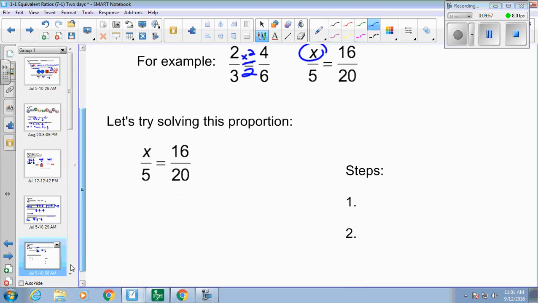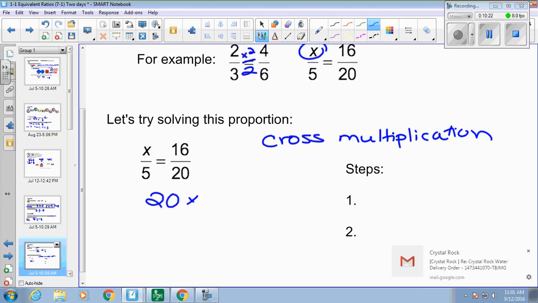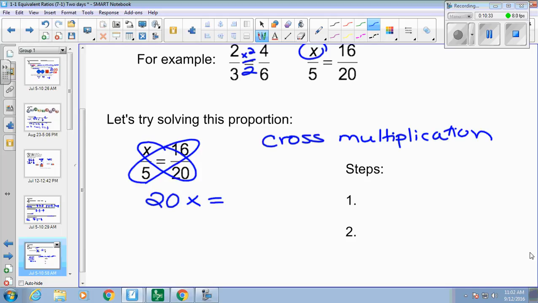So how we can solve the proportion, and this is already filled in on your paper, is we've got x divided by 5 equals 16/20. We're going to cross multiply. We're going to use cross multiplication. And this is already on your paper where it says to solve a proportion, use cross multiplication. We are going to multiply the 20 and the x. Then I'm also going to multiply across the 5 and the 16. So 5 times 16, I'm doing that work already, is going to give me 80.